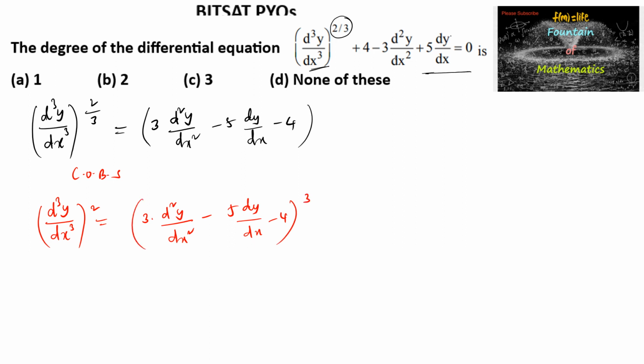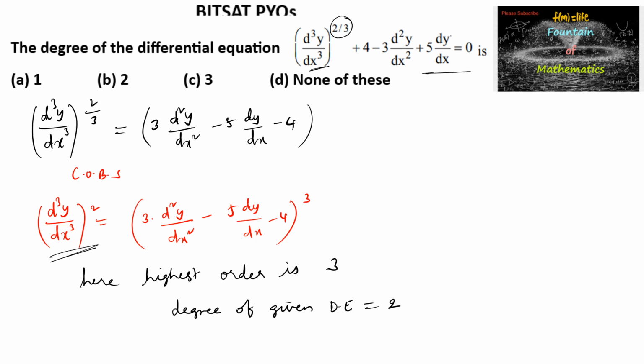So in the expansion you will be getting the second order and first order with power 3, but here the highest order is the third order derivative, that is d³y/dx³, and the power of this is 2. So we can consider the degree of the given differential equation is equal to 2, since 2 is the power for this highest order. The other side we have only second order, first order and constant terms, so we need to consider only the degree of the power of the highest order derivative, that is 2. So option 2 is the answer.